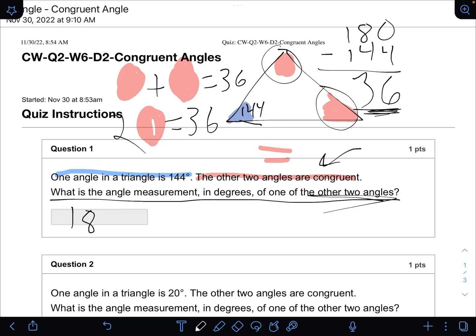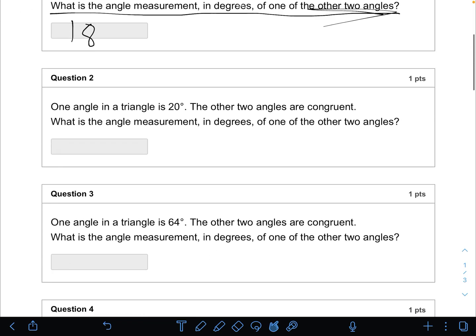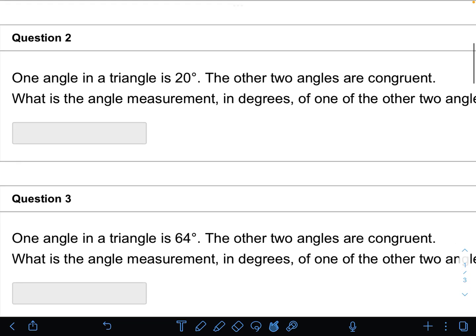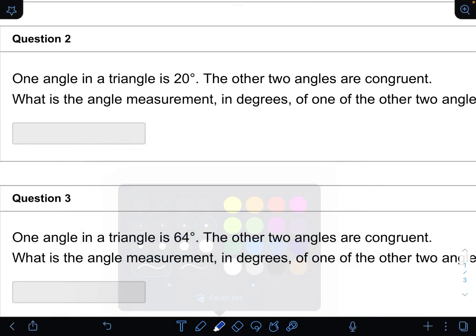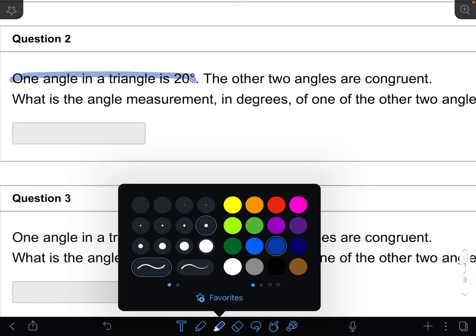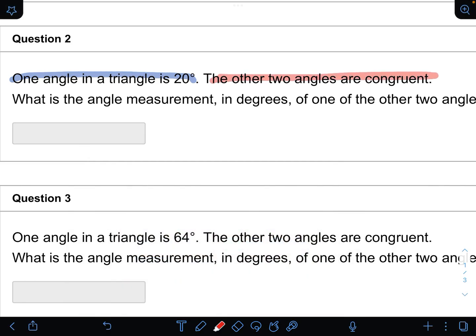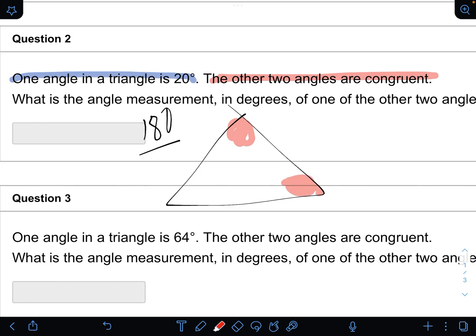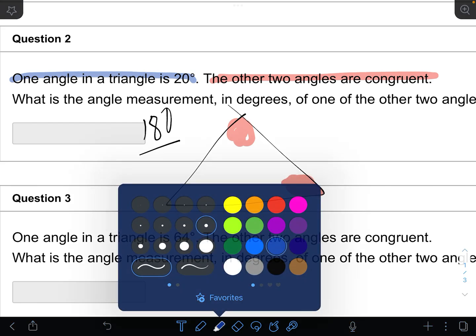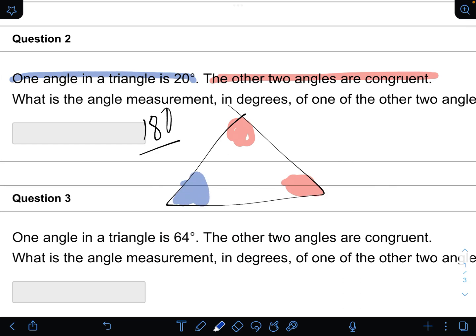Okay, so let's do another one. One angle in a triangle is 20 degrees. The other two angles are congruent. So let's draw our triangle. We know that it adds up to 180, we know that two of the angles are going to be the same, and we know that one angle is 20 degrees.